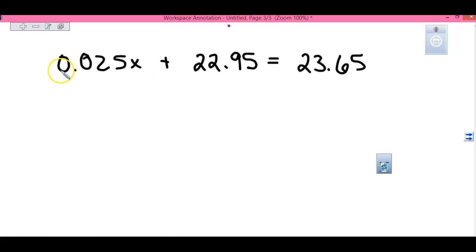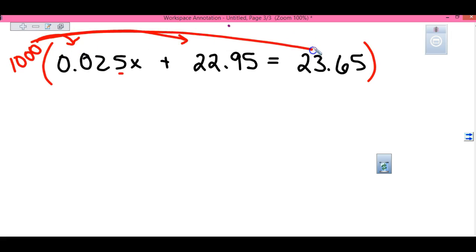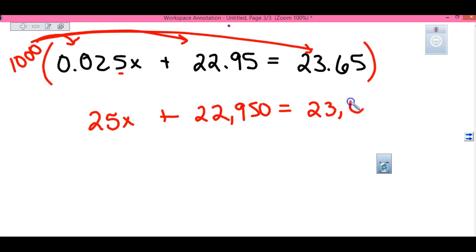If we have to solve 0.025x plus 22.95 equal to 23.65, if we want to clear this decimal, what do we need to multiply by? 1,000, yes. We multiply everything times 1,000 and that gets rid of our decimal. So this would equal 25x plus 22,950 equals 23,650.